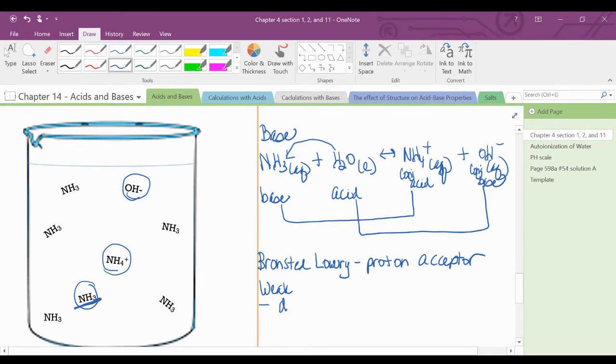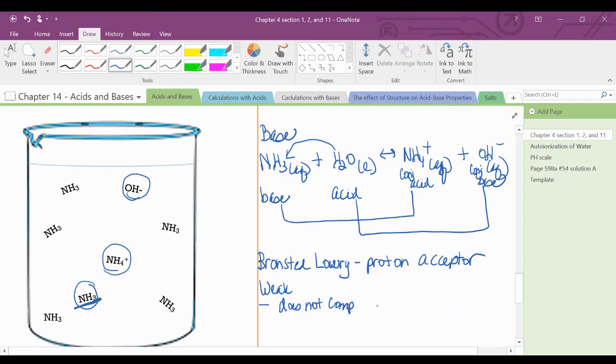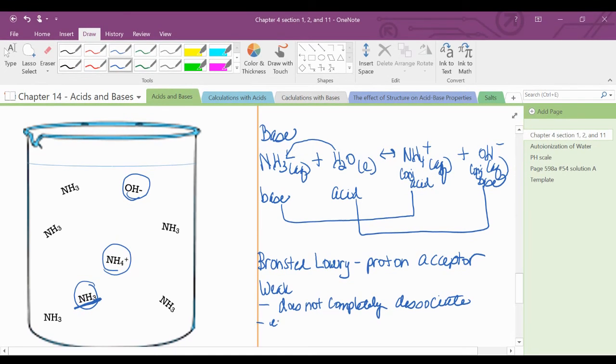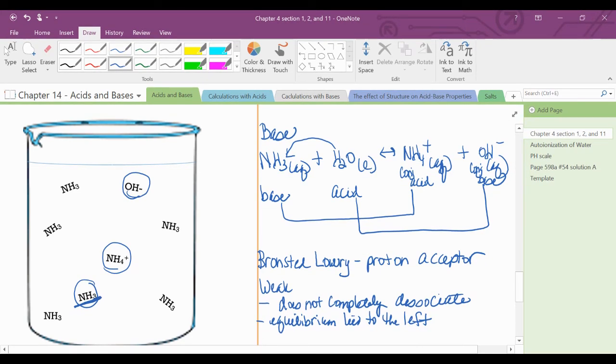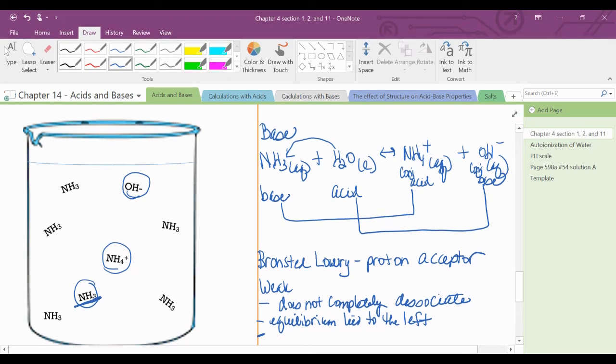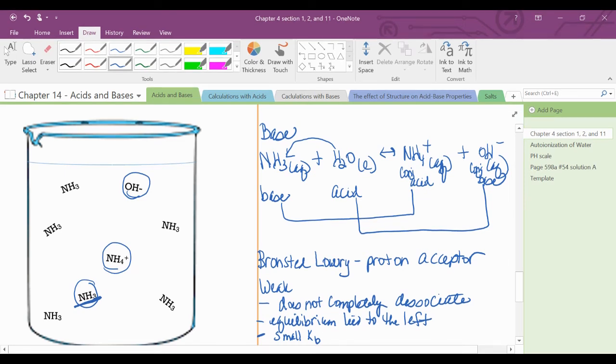And just like with an acid, it means it does not completely dissociate. So the equilibrium is going to lie to the left. And this also has a K value. And if it's lying towards the reactants, it's going to be a small K value. And we call these Kb, the b, of course, recognizing that this is a base.